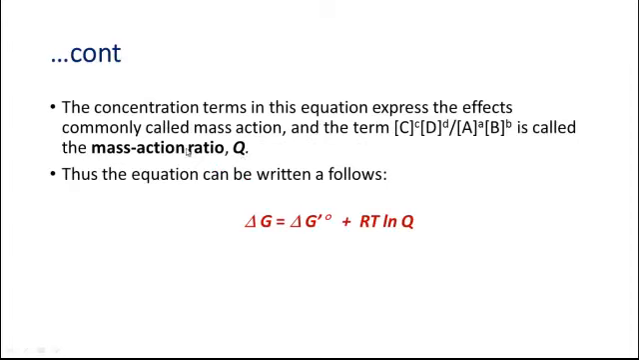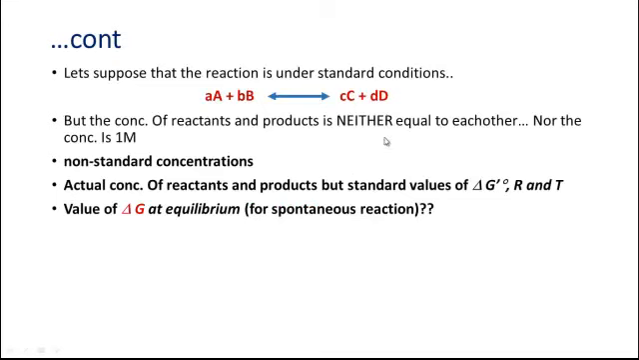The reaction quotient or the mass action ratio is denoted by capital Q, and by replacing this value with Q, the equation becomes delta G is equal to delta G prime naught plus R into T into log natural of Q. Now let's suppose that the reaction that we just wrote is under the standard conditions, but the concentration of the reactants and the products in this reaction is neither equal to each other nor equal to 1 molar, meaning the concentration of the reactants and the products are not under the standard conditions.